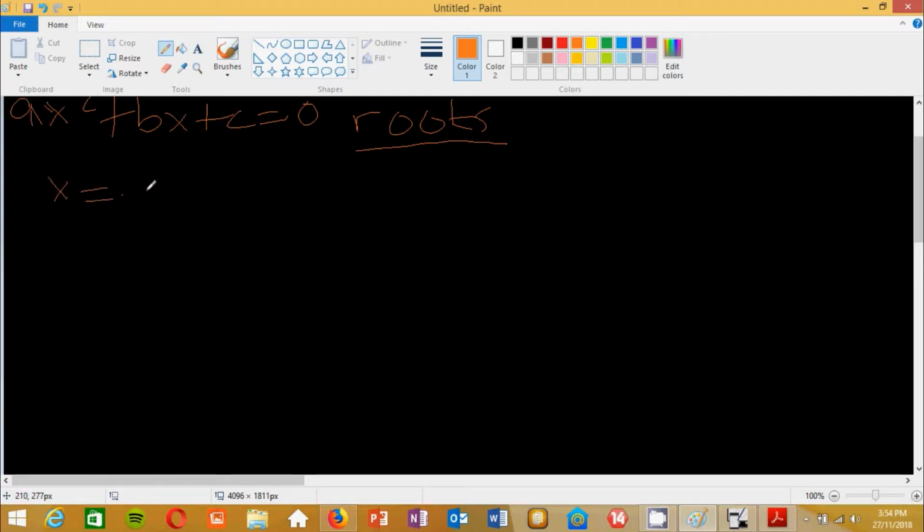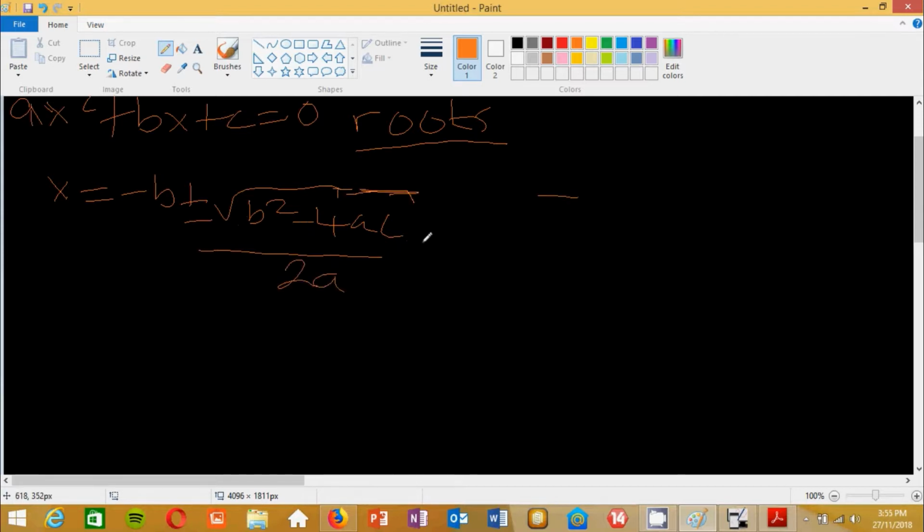X is equal to negative b plus or minus the square root of b squared minus 4ac, this whole thing over 2a. When you look at the discriminant here, in the previous videos, we talked about how whenever you're sketching a parabola, and you notice that the discriminant is less than 0, then that graph is not going to cut the x-axis.